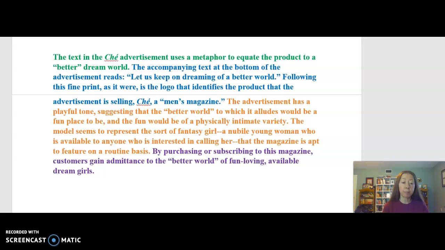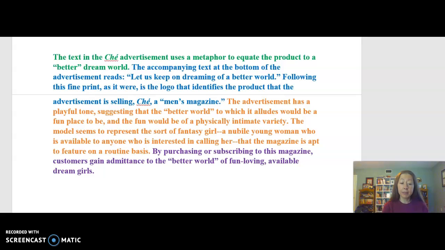The advertisement has a playful tone, suggesting that the better world to which it alludes would be a fun place to be, and the fun would be of a physically intimate variety. The model seems to represent a sort of flashy girl, a nubile young woman who is available to anyone who is interested in calling her, that the magazine is apt to feature on a routine basis. By purchasing or subscribing to this magazine, customers gain admittance to the better world of fun-loving, available dream girls.